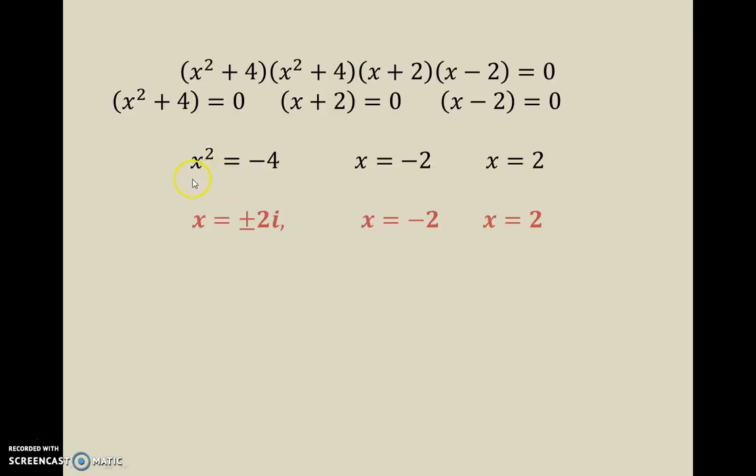Over here I need to take a square root of both sides so that I can get x. Remember, when you take a square root, you're going to have a positive and negative factor. And also keep in mind that if I were to take a square root of negative 4, I'm going to get an imaginary number, so I get 2i. So all of my solutions for this particular example are x equals plus and minus 2i, x equals negative 2, and then of course x equals 2. This means I have 4 solutions, 2 real solutions and 2 imaginary.